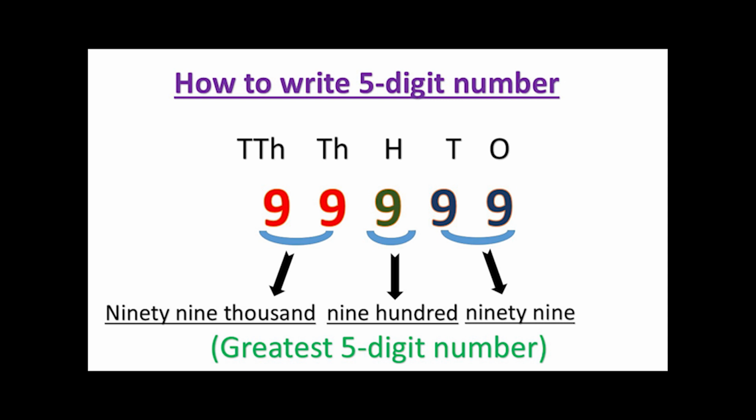So students, this is how you can name or read any 5-digit number. You just have to break it into 3 parts: 2 digits, 1 digit, 2 digits. So do write some 5-digit numbers and write their names also. Thank you.